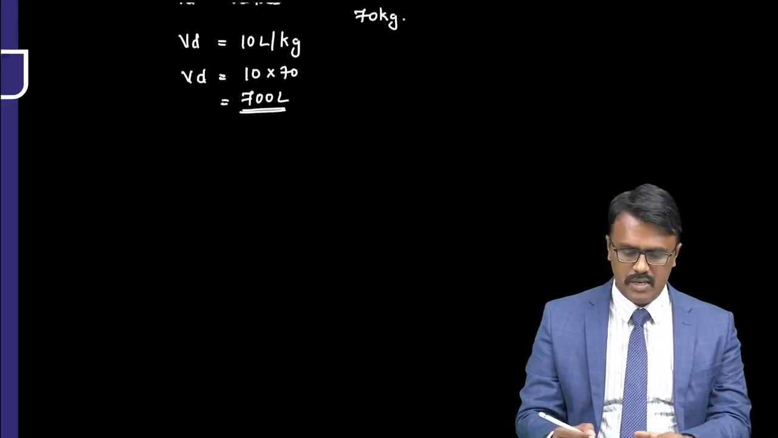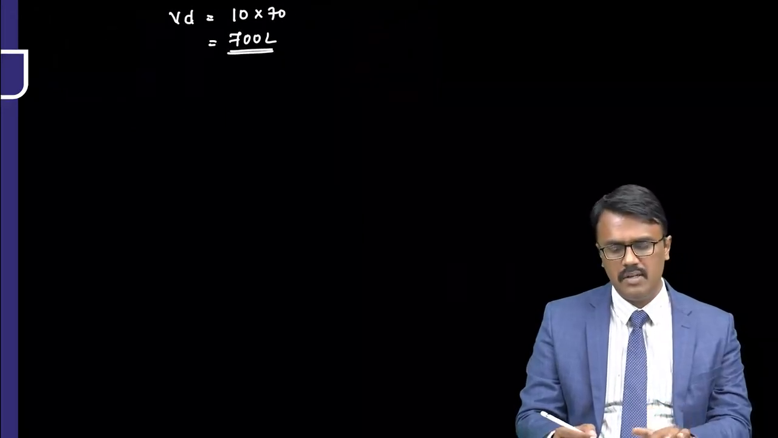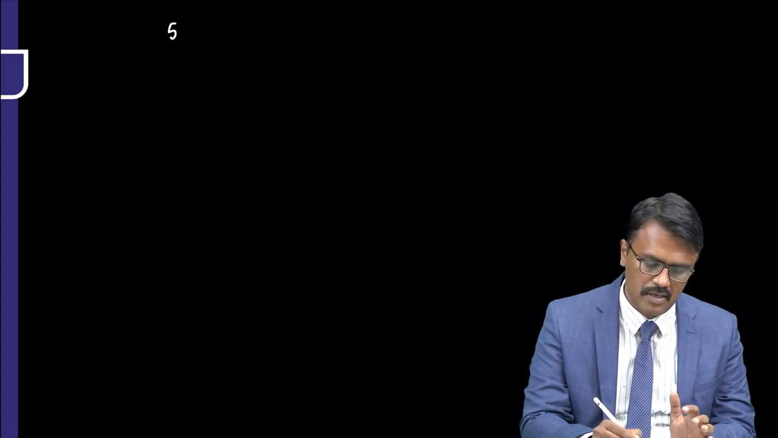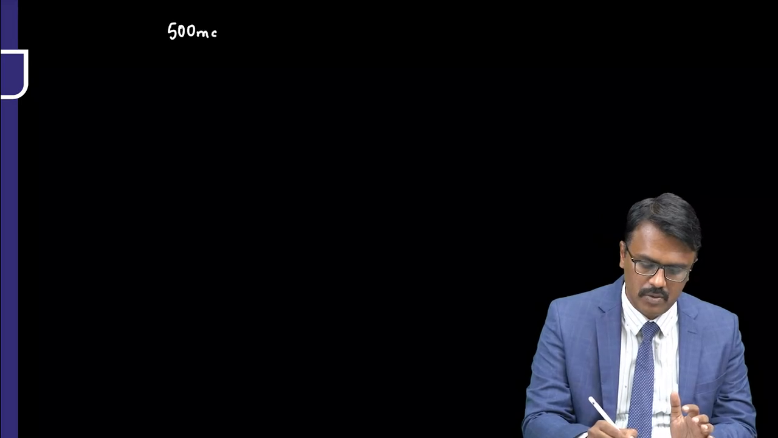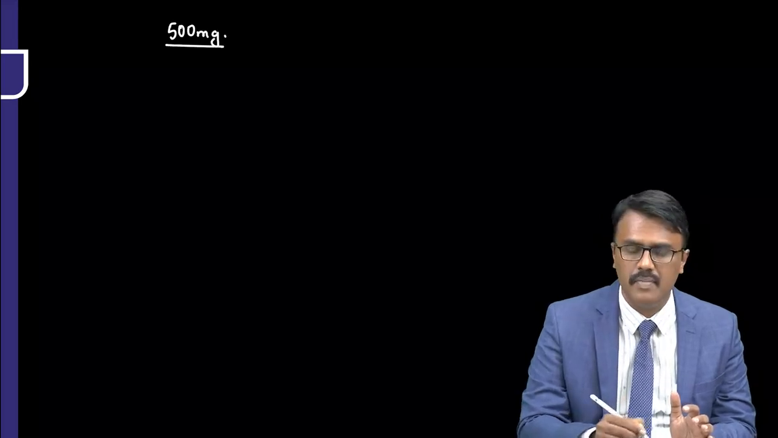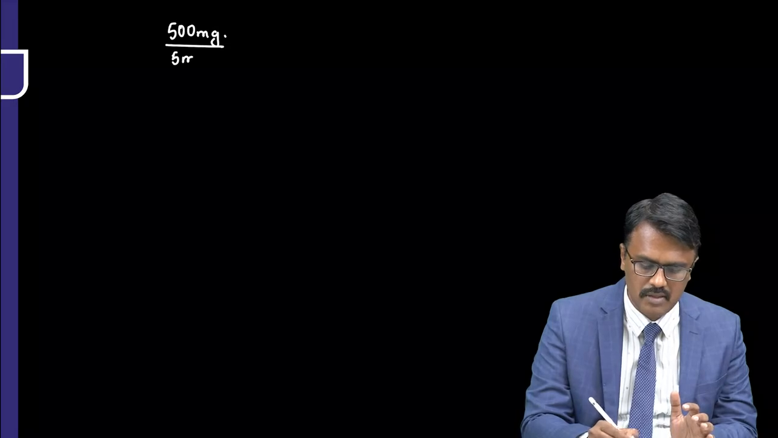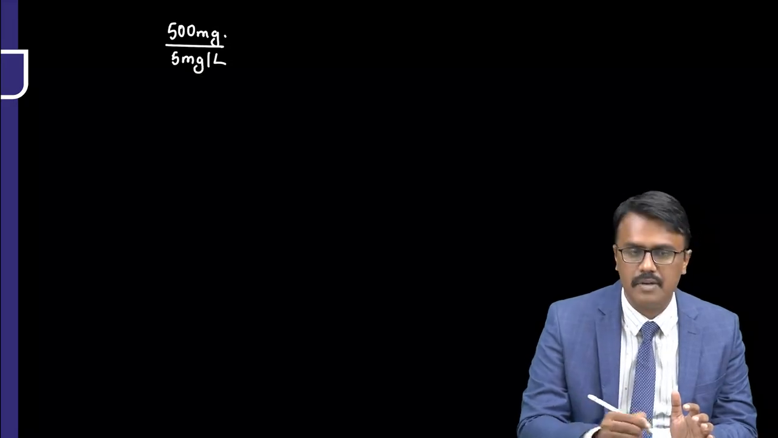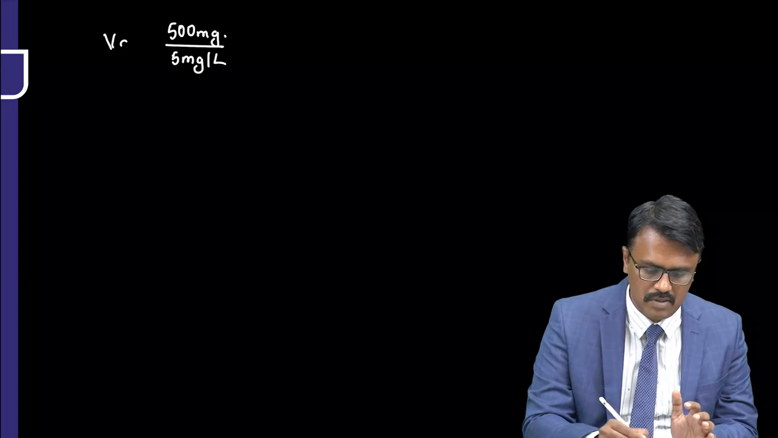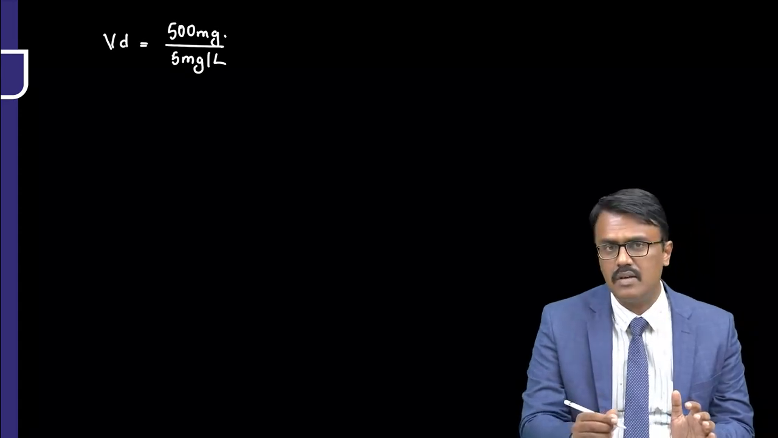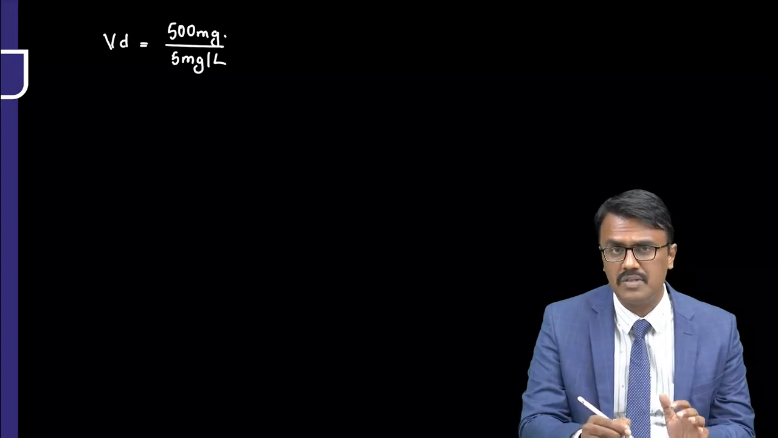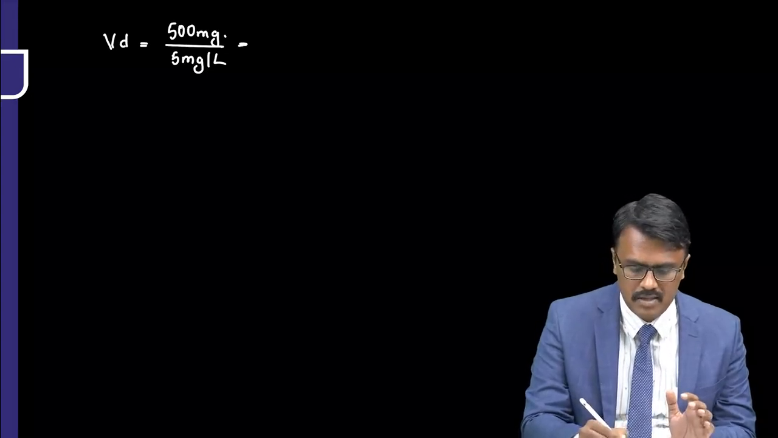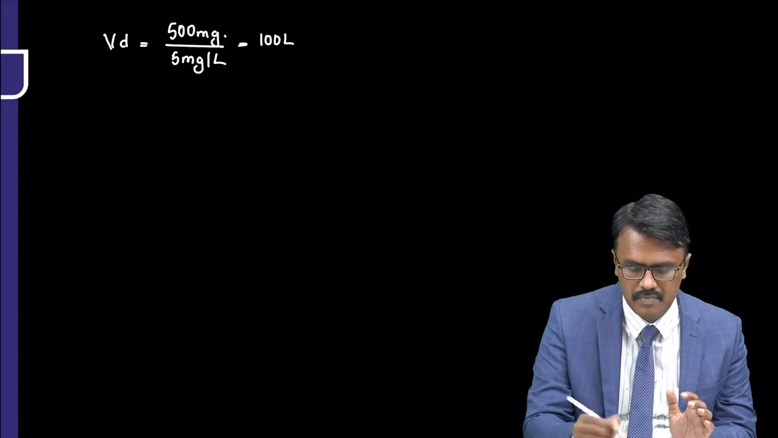Okay, sir, we understood that. Fine. Now the next important thing is, let me take one more example here. Suppose the dose we gave is 500 milligram and the plasma concentration of the drug is 5 milligram per liter. So what is the volume of this drug, given 500 milligram and plasma concentration 5 milligram per liter? It is around 100 liters.